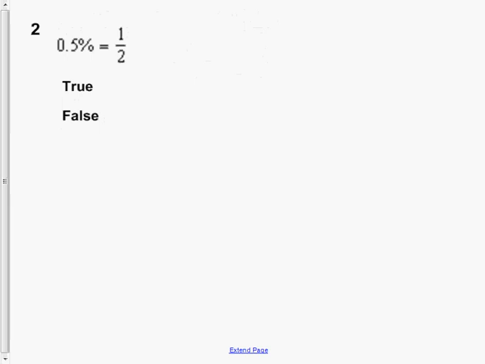The second question says 0.5% is the same thing as a half. On this question, again, a half is really 50%.